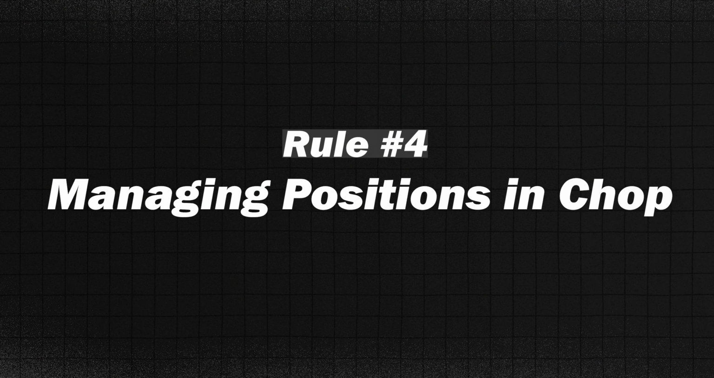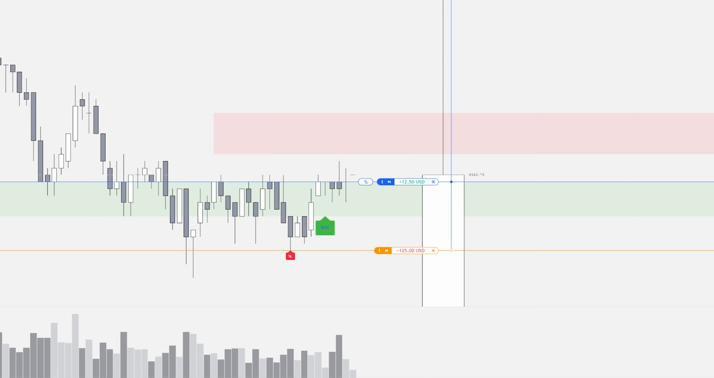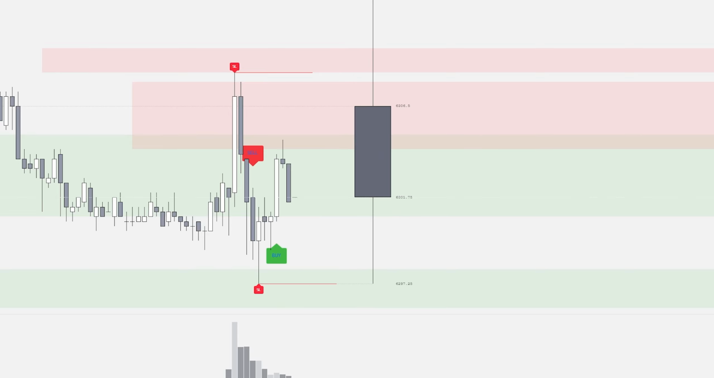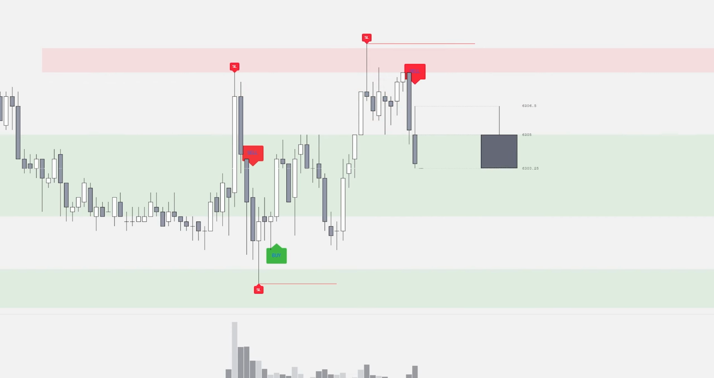Rule number 4, managing positions in chop. If you get a signal and then price trades into an opposing higher time frame fair value gap, for example, you're in a buy signal and we trade into a bearish higher time frame fair value gap, you move your stops to break even. If you're not in a trade and it gives a buy signal after trading into a bearish higher time frame fair value gap, you don't take the trade, period.